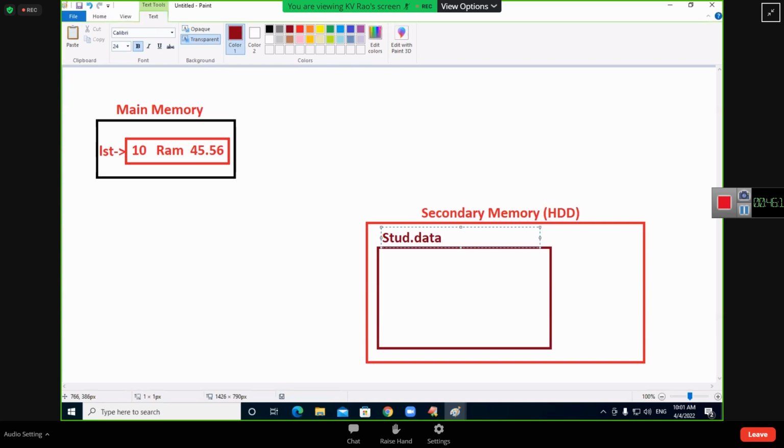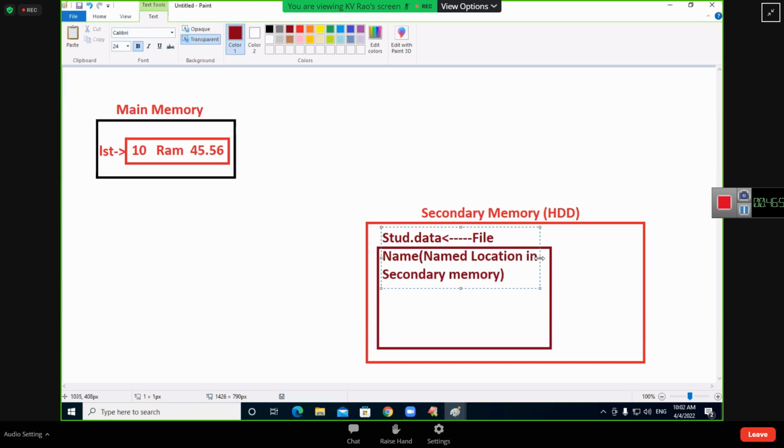What is stud.data? Come on, minimum knowledge is required. File name. Anything you want to store into hard disk, you must give some name. Why some name? Tomorrow I want to open, day after tomorrow I want to open, after 20 days. So definitely I need to use some type of name. What is the file name? It is a named location in secondary memory.